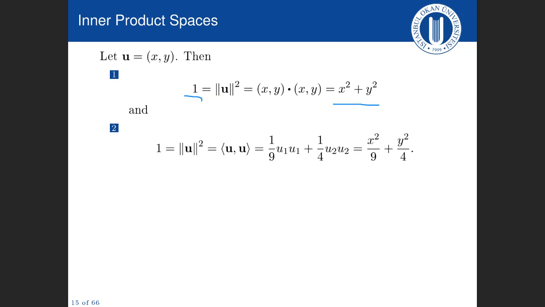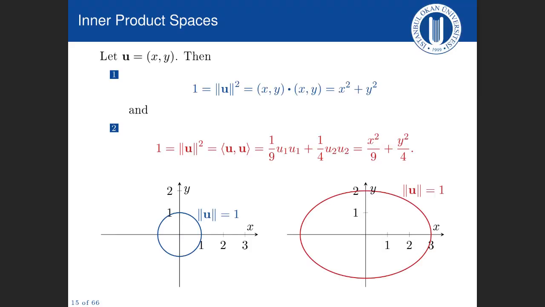Now let's move on to number 2. Again, we're trying to find all of the unit vectors, so I'm starting with 1 equals norm of u squared, just because it makes the calculation easier. That's the inner product of u and u, or 1/9 u1 u1 plus 1/4 u2 u2, which is x squared over 9 plus y squared over 4.